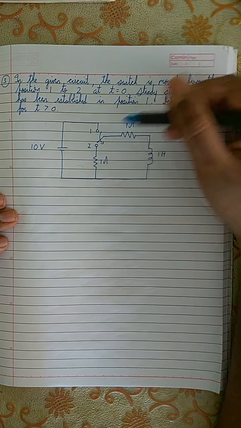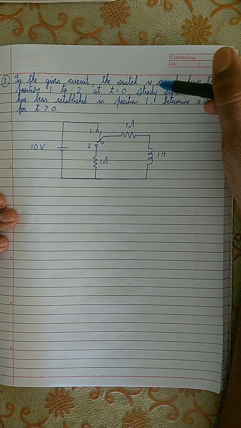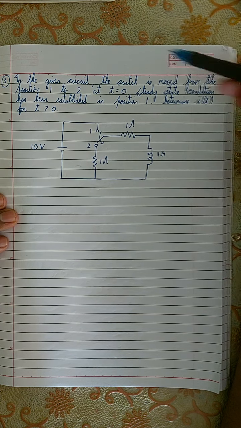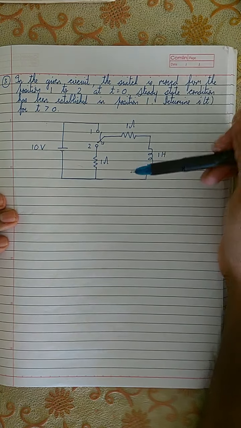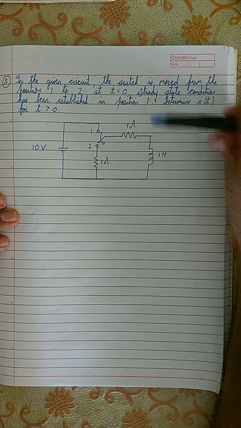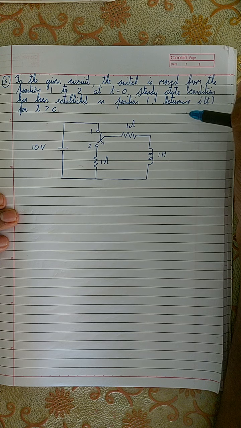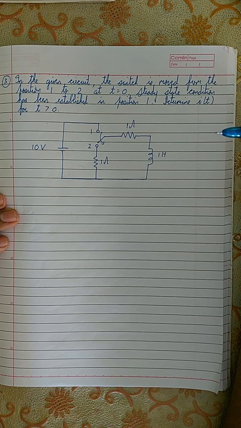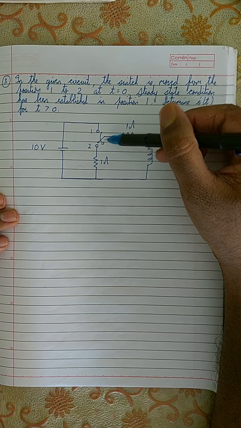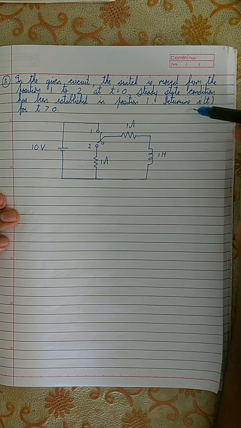Now you need to know where the steady state condition is. Here it says that the steady state condition has been established in position 1. That is, in position 1 only the steady state condition has been achieved. Determine I of t for t greater than 0. That is, find the value of I of t when the switch is at position 2. That's what this question means.